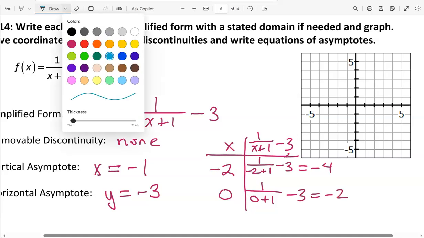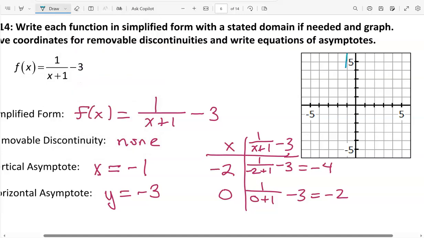Let's graph our asymptotes. We've got an asymptote at x equals negative 1. We've got another at y equals negative 3. And then we have one anchor point at negative 2 comma negative 4 and another at 0 comma negative 2. And then we know that this hyperbola approaches the horizontal and vertical asymptotes at both ends of each branch.